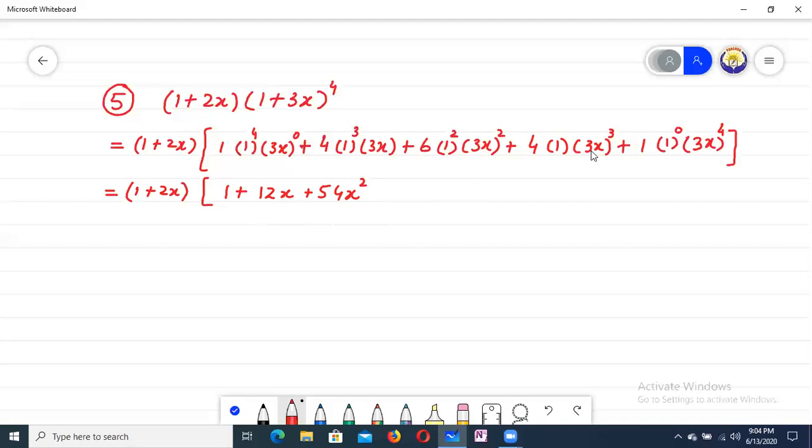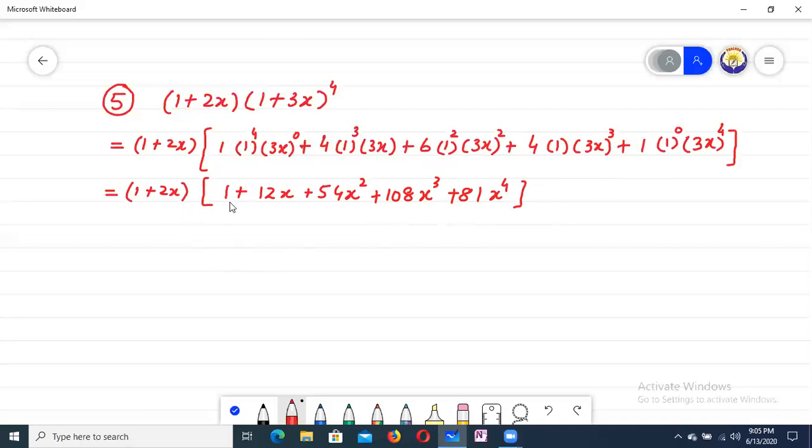After that, here 3 cube is 27, 27 4s are 108, and x cube as it is, 108x cube. Then after that 3 raised to the power 4 is 81, x raised to the power 4.